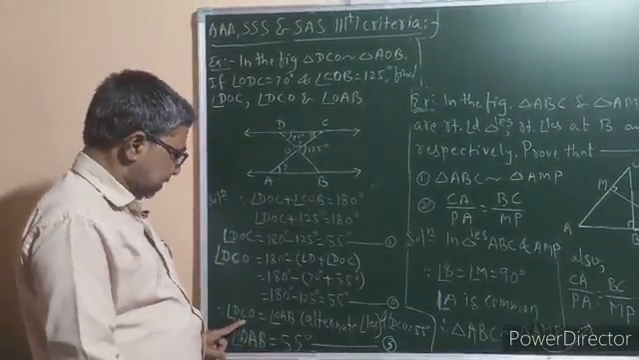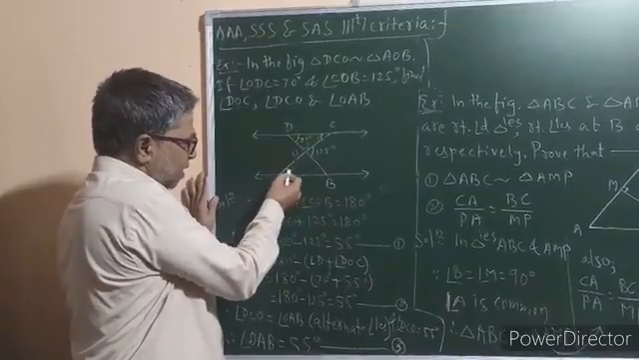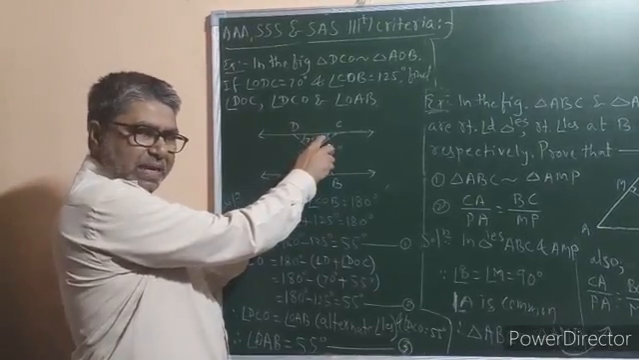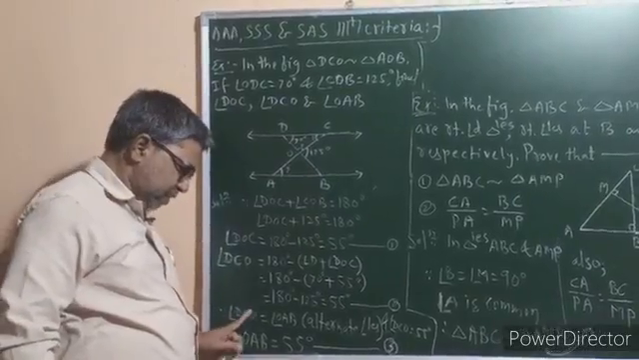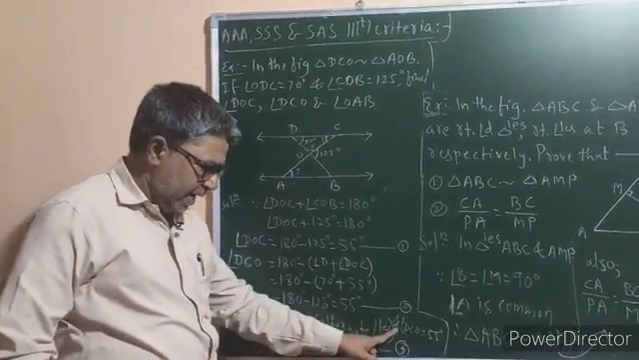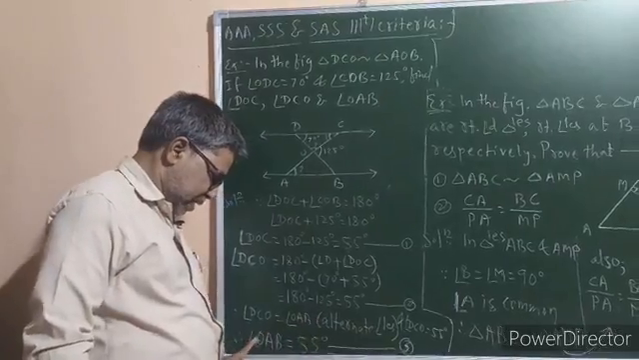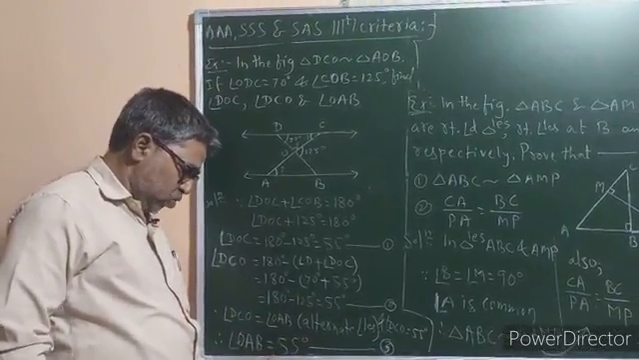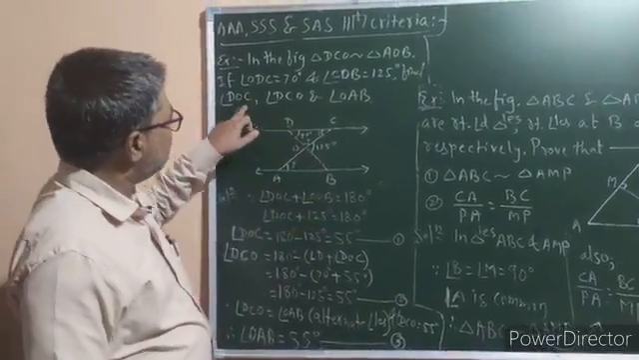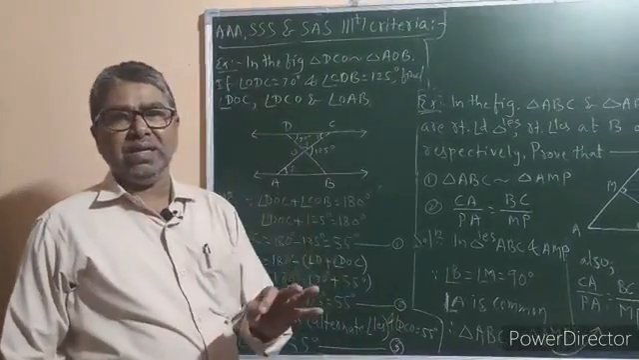Now angle DCO, this angle, and angle OAB, these two angles are a pair of alternate angles. And you know alternate angles are equal, so angle DCO is equal to angle OAB because they are alternate angles, and at the same time the measure of DCO is 55 degrees. Hence angle OAB is also equal to 55 degrees. Call this number 3. So in this way the measure of all these three angles in this particular example is 55 degrees each.